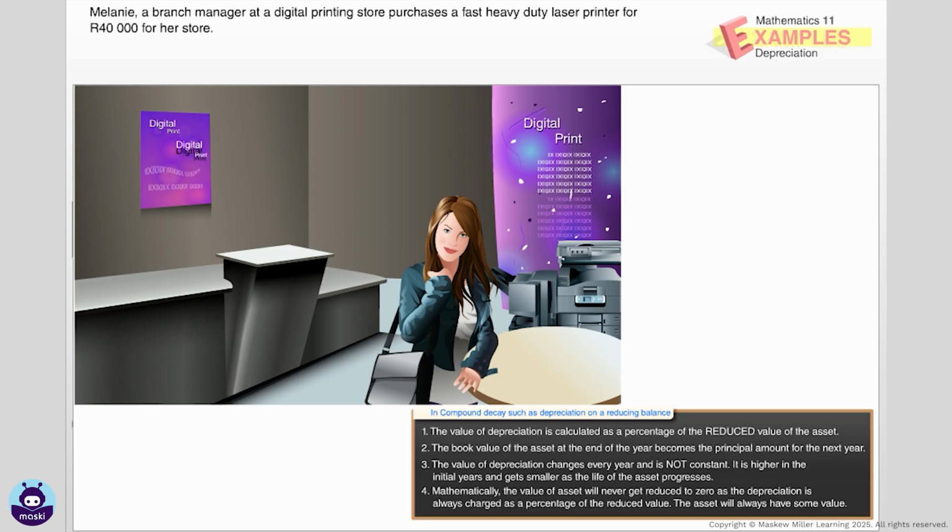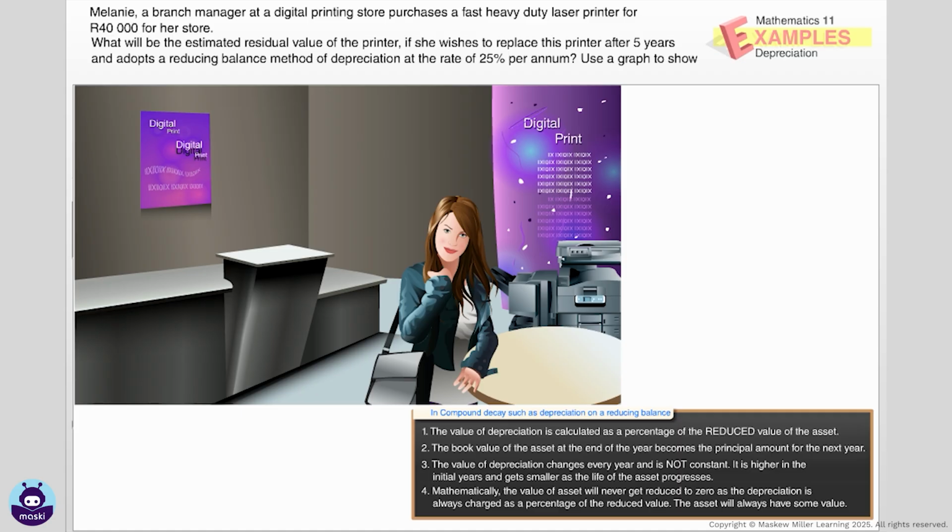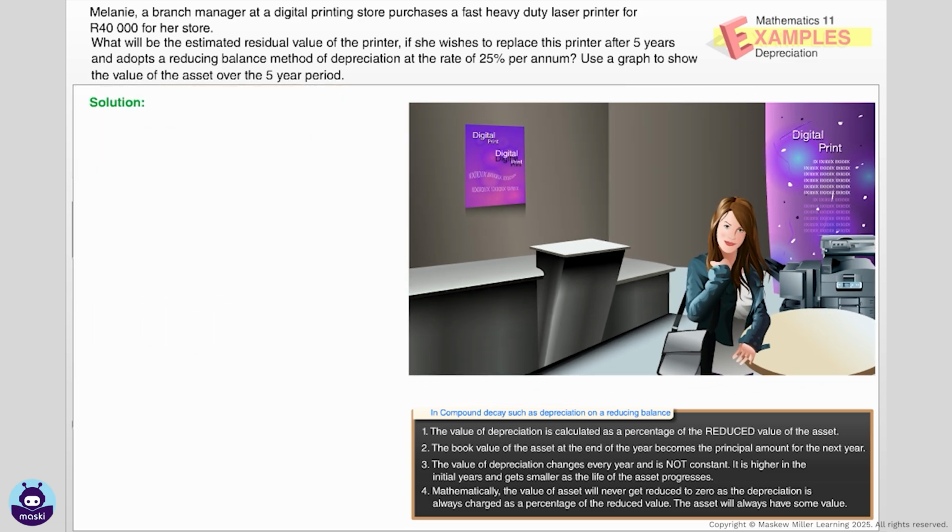Melanie, a branch manager at a digital printing store, purchases a fast, heavy-duty laser printer for 40,000 Rand for her store. What will be the estimated residual value of the printer? If she wishes to replace this printer after 5 years and adopts a reducing balance method of depreciation at the rate of 25% per annum, use a graph to show the value of the asset over the 5-year period.